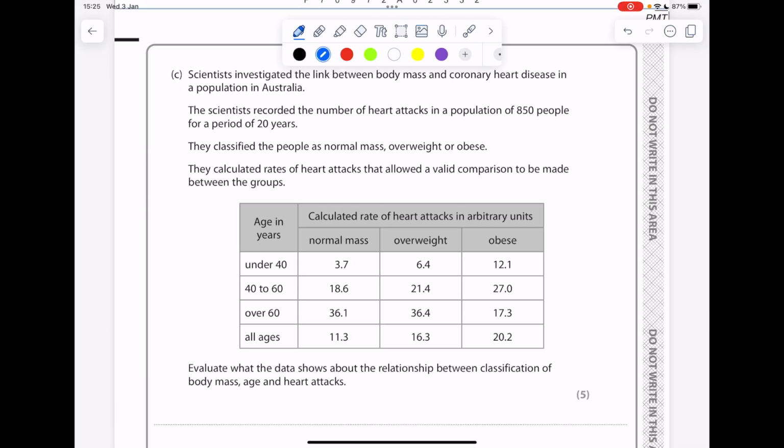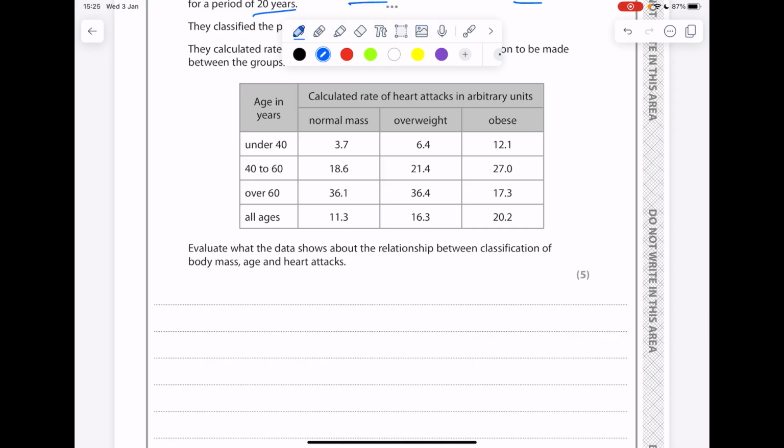Scientists investigated the link between body mass and coronary heart disease in Australia. The scientists recorded the number of heart attacks in a population of 850 people over 20 years. They classified people as normal mass, overweight and obese. They calculated rates of heart attacks that allowed a valid comparison to be made. Evaluate what the data shows about the relationship between classification of body mass, age and heart attacks.